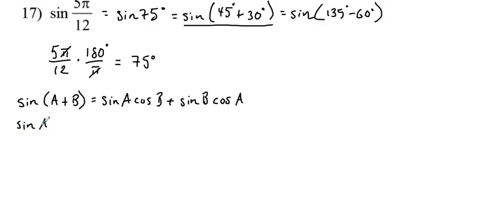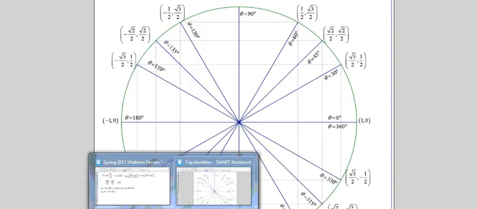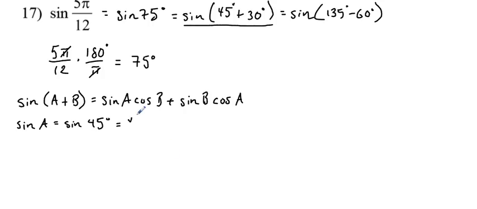So sine A, the first angle, is going to be the sine of 45 degrees. Let's go back to our unit circle. Let's look at 45 degrees. Now, at 45 degrees, the x-coordinate and the y-coordinate are the same, so it's pretty difficult to make a mistake if you're trying to find sine and cosine. But we remember that the x-coordinate is the cosine, the y-coordinate is the sine, so we know that the sine of 45 degrees is root 2 over 2.